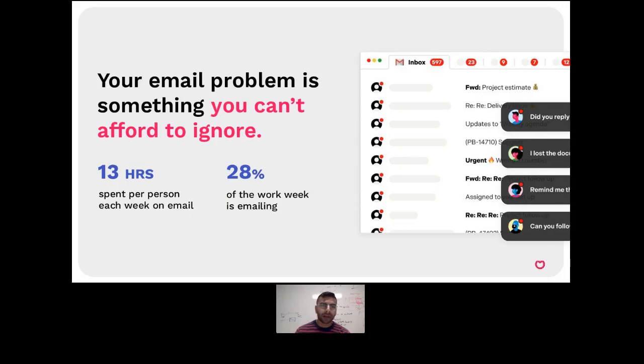And so your email problem is something that you can't afford to ignore, right? It's not just stress that it's causing on your teams. It's not just the poor customer experience that you might be delivering to your prospects or your customers, but there's real impact on your bottom line, right? So 13 hours are spent per person each week on email, which means 28% of the work week is email.